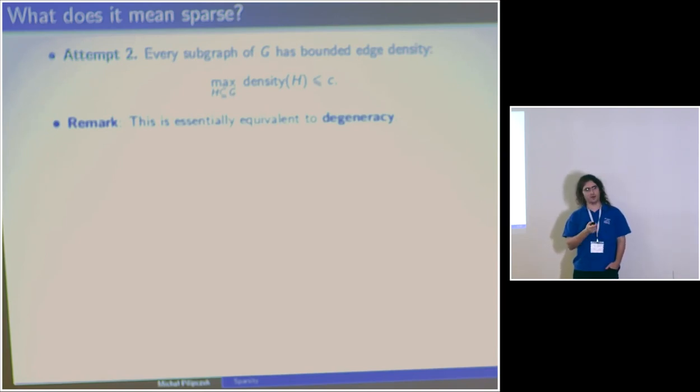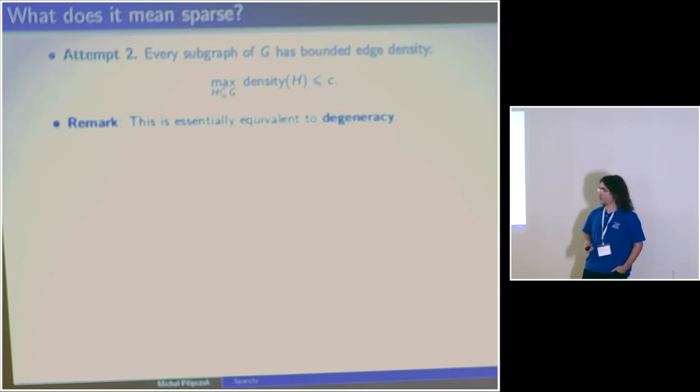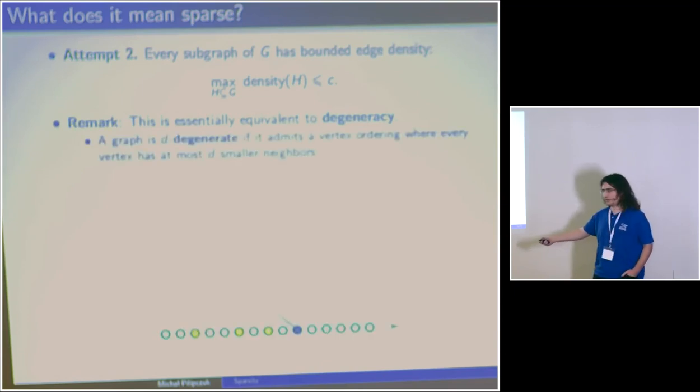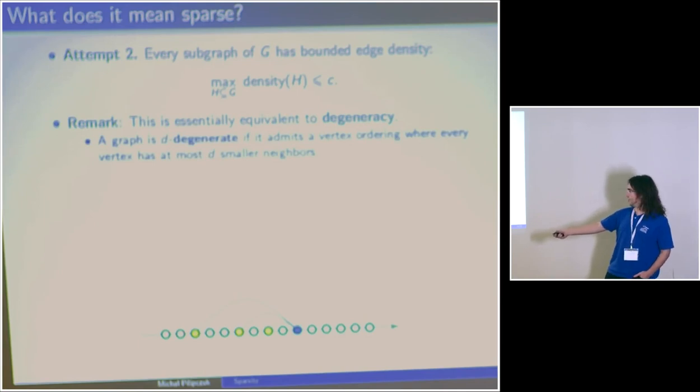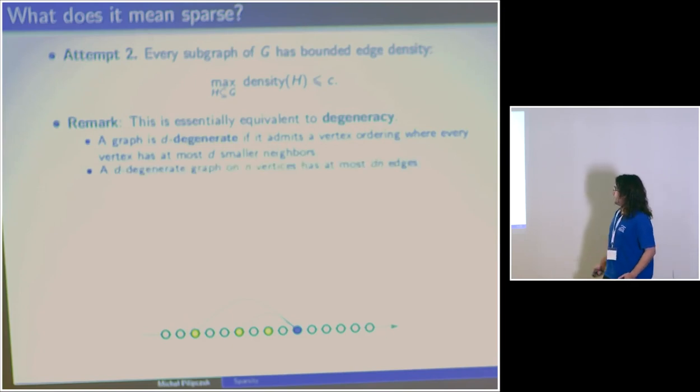This notion is actually sort of equivalent to the notion of degeneracy of a graph that I think you have already seen at the lecture of Saket on the first day. Let me recall that a graph is called d-degenerate if I can order the vertices linearly so that every vertex has at most d neighbors to the left. It may have an arbitrary number of neighbors to the right, but the number of neighbors to the left must be bounded by d. Observe that a d-degenerate graph on n vertices has at most dn edges, because if I count the edges by the right endpoints, then every vertex contributes at most d edges.